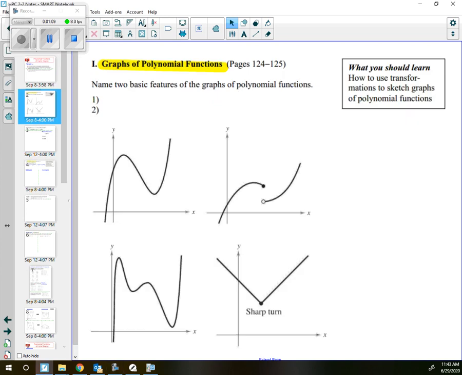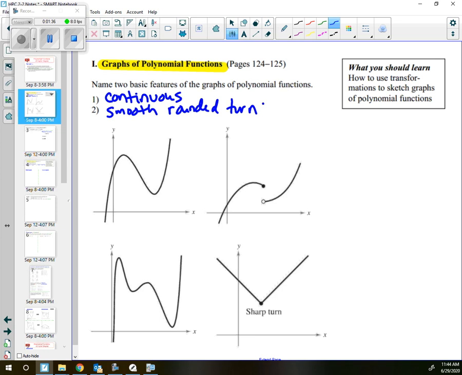All right, so let's talk about two main features of a polynomial function graph. So the two basic features that we need to always look for, they should be what we call continuous graphs. What that means, there are no breaks. You can draw the entire thing without lifting your pen or pencil, continuous. So there's no breaks, no undefined places on the graph at all. And everything has to be smooth, rounded turns. So no sharp corners at all.